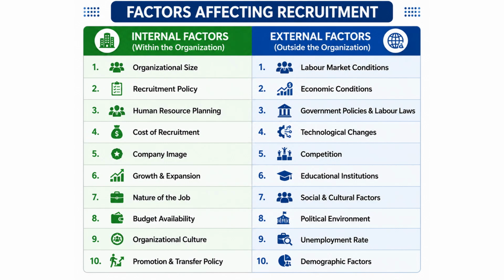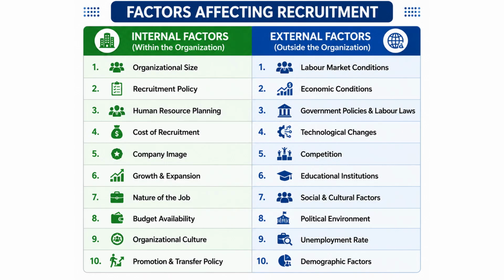This will begin the recruitment in advance. Fourth point is cost of recruitment. Recruitment involves expenses such as advertisement, interview, test, training, etc. If the recruitment budget is limited, company may use low cost hiring methods. For example, instead of newspaper advertisement, company may post job on LinkedIn or use other portals.